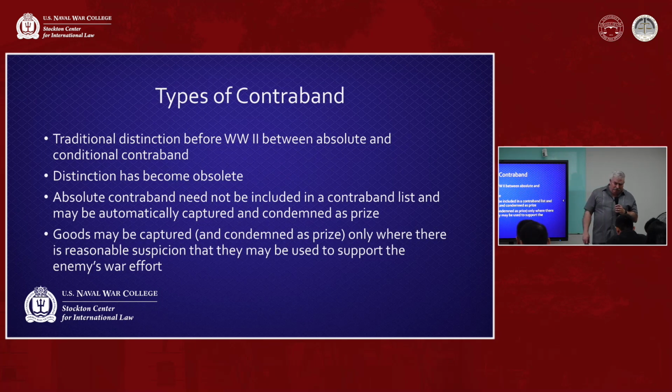Types of contraband. Prior to World War II, there were two types of contraband, absolute and conditional contraband. That distinction has pretty much become obsolete over time since World War II. So if you have something that is absolute contraband, weapons, things like that, then those do not have to be on a contraband list in order for them to be considered contraband, and they can be automatically captured and condemned as prize if on a neutral vessel, and goods may be captured and condemned only where there's reasonable suspicion that they may be used in support of the enemy's warfighting efforts.